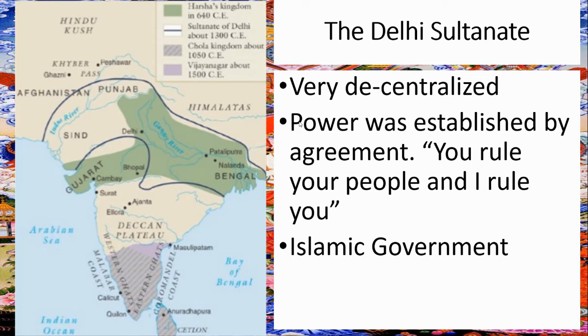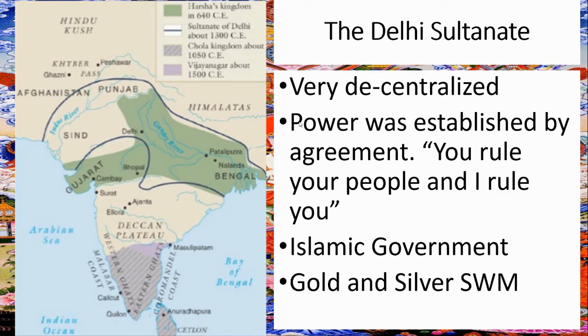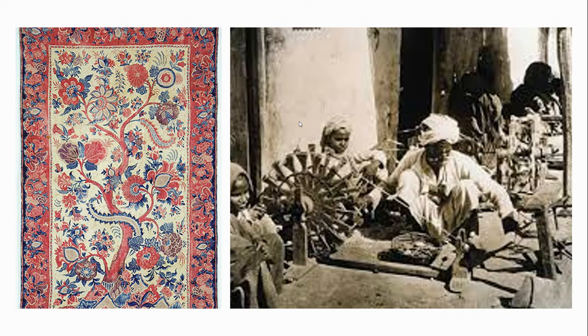Now, they promoted trade through establishing gold and silver standard weights and measures. That would be money. So they produced gold and silver coins as part of their market economy. And what they produced was these beautiful cotton textiles. They produced them in mass quantities and began to promote this innovation, this technology of the spinning wheel to be able to get these intricate designs. So we have one in our case study so far.